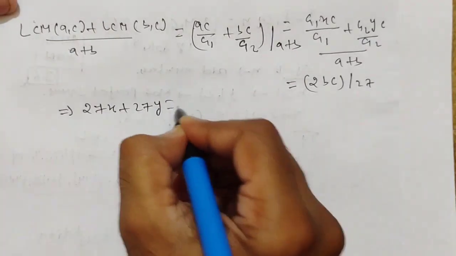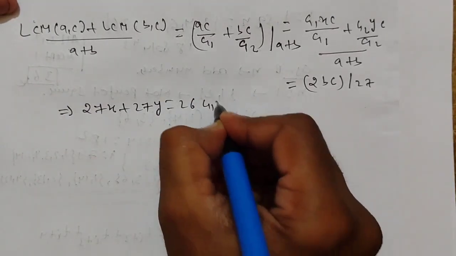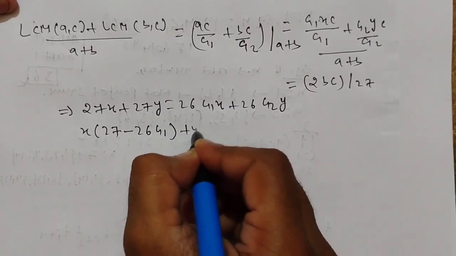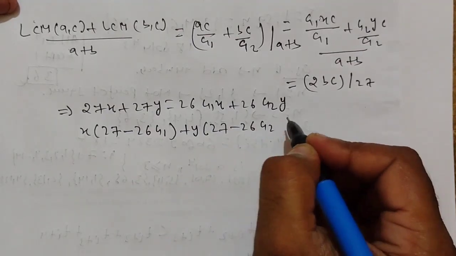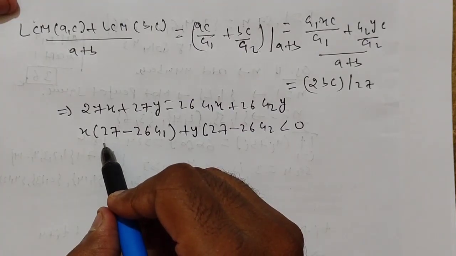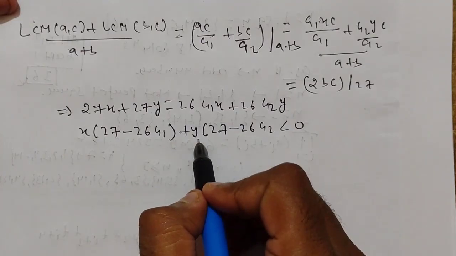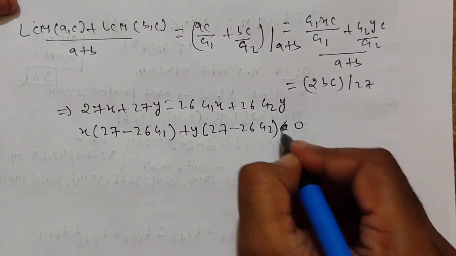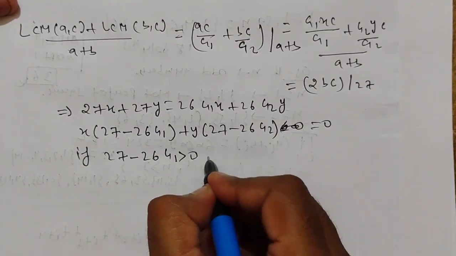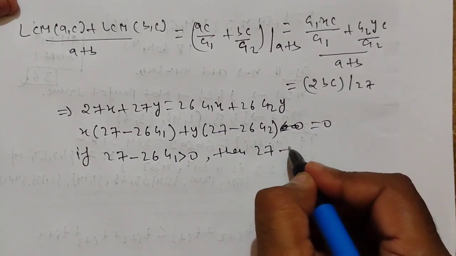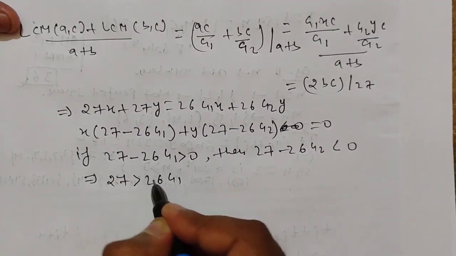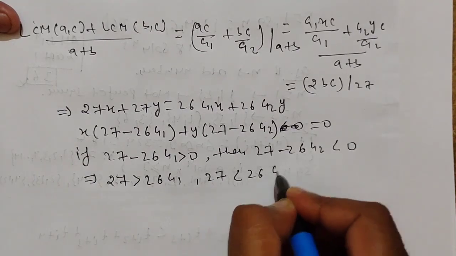Now this will imply 27x + 27y is equal to 26G1x + 26G2y, and this is x(27 - 26G1) + y(27 - 26G2) less than 0, and this is for x(27 - 26G1) + y(27 - 26G2) equal to 0, and now if 27 - 26G1 is greater than 0, then we have 27 - 26G2 is less than 0, and this will imply 27 is greater than 26G1, and also 27 is less than 26G2.